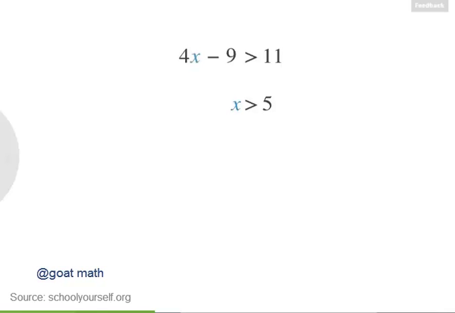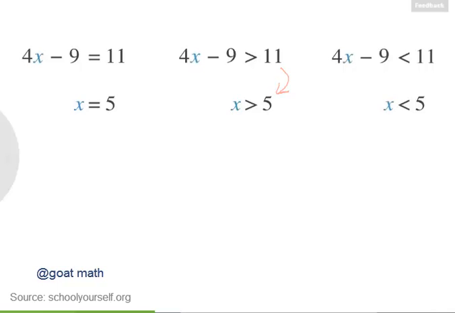So solving an inequality is just like solving an equation. If 4x minus 9 equals 11, then x equals 5. If 4x minus 9 is greater than 11, then x is greater than 5. And if 4x minus 9 is less than 11, then x is less than 5.